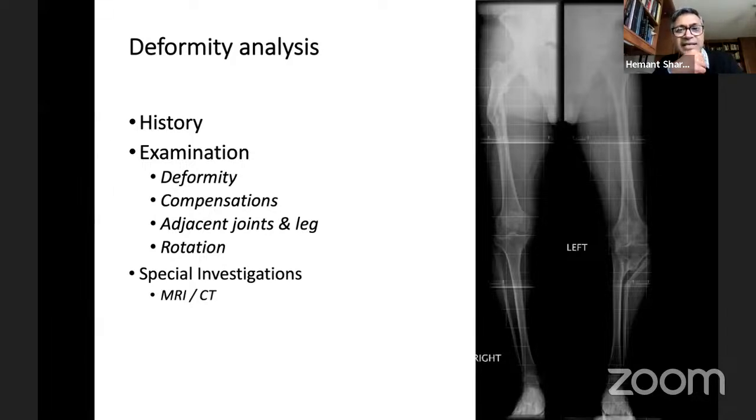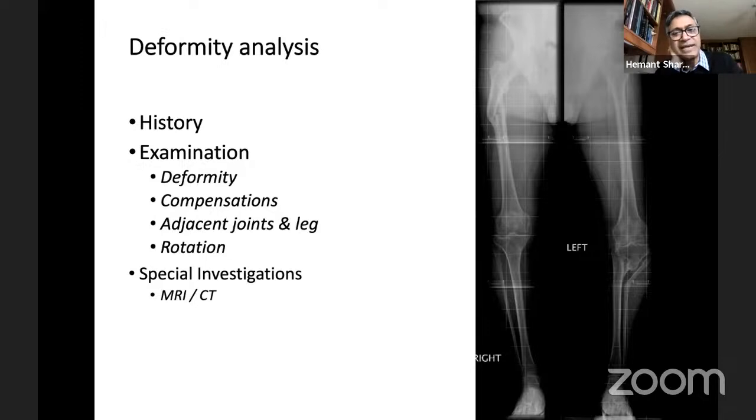So if you want to do an analysis, it is not just the importance of the radiological measurements, but I think that a holistic approach to the patient is very critical. So apart from a detailed history, which is important, the examination is very critical. The examination should extend from the spine to the pelvis and to every joint of the lower limb, including the hind foot.